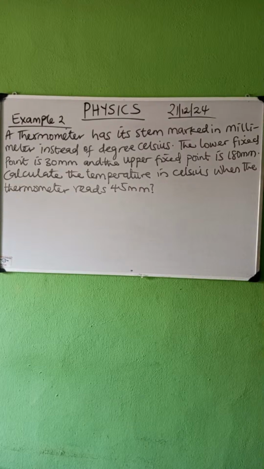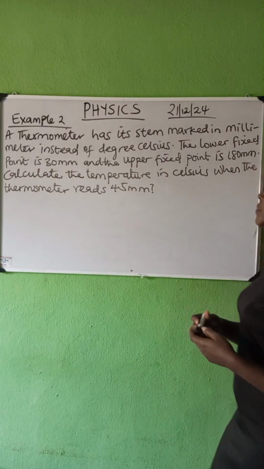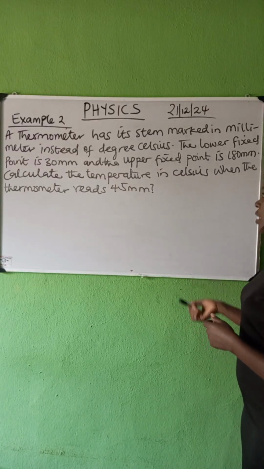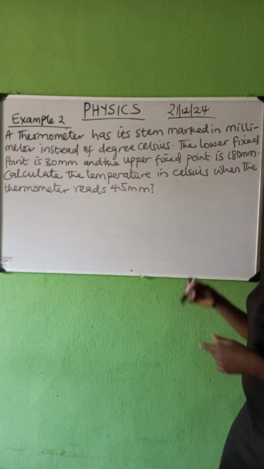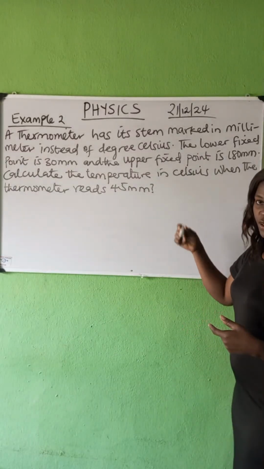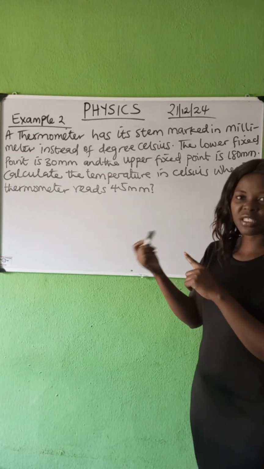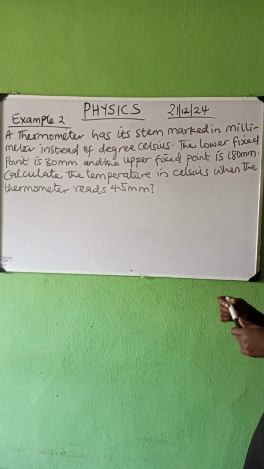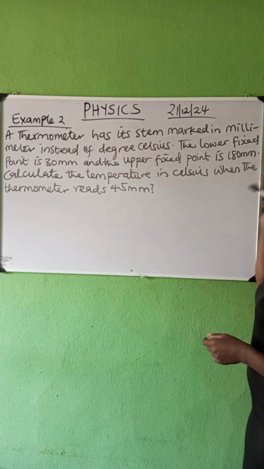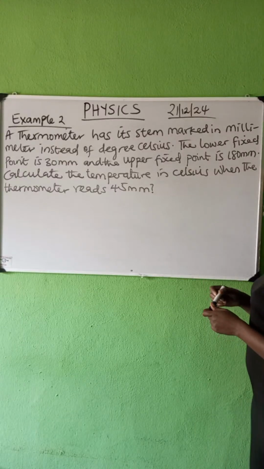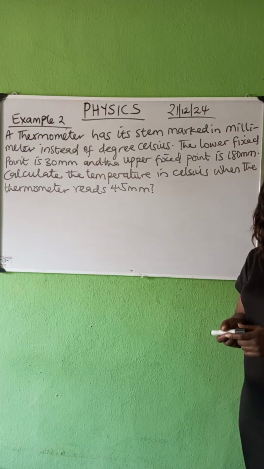All right, let's solve. The question says a thermometer has its stem marked in millimeters instead of degrees Celsius. Did you get it down? So instead of marking it in degrees Celsius, they mark it in millimeters. All right. The lower fixed point is 30 millimeters and the upper fixed point is 180 millimeters. Calculate the temperature in Celsius when the thermometer reads 45 millimeters.